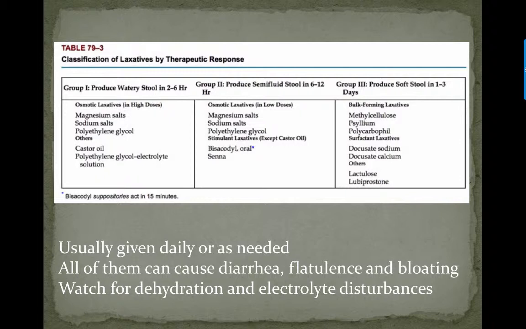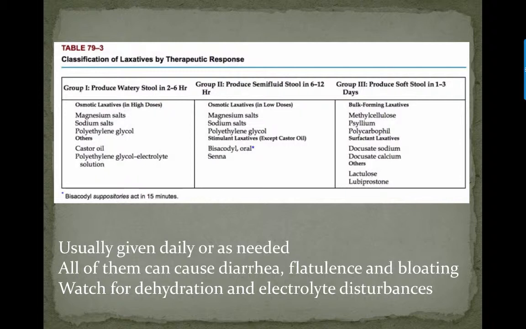Okay. Many laxatives are either given daily or as needed. All of them will cause diarrhea, flatulence, and bloating, so it doesn't matter which one we choose. We do have to be very careful that if we produce large stools, we watch for dehydration and electrolyte disturbances. No matter what type we give, they all can cause dehydration because they all can cause diarrhea.